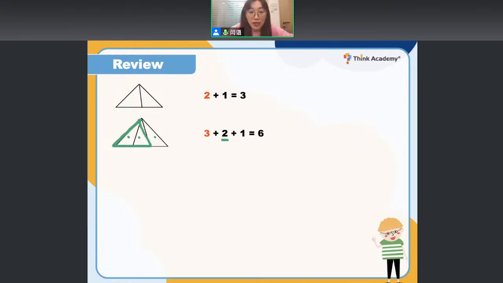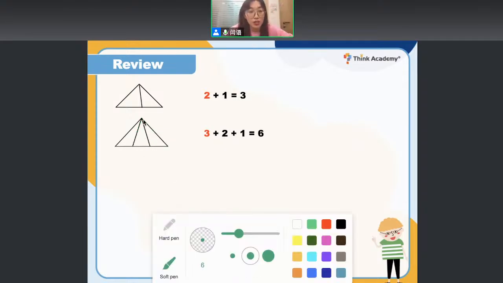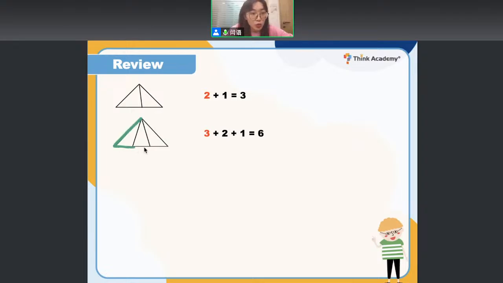Can you find another? Look, let me clear it first. So here, another one here. 1, 2. Also, you combine these 2 triangles, you can get a medium one. So how many medium triangles are there? We have 2, understand? So 3 plus 2. And then what about the 1? The 1 refers to the largest one. So here, 1, 2, 3, you combine these 3 small triangles together, you get 1 biggest. So 3 plus 2 plus 1 equals 6, understand?